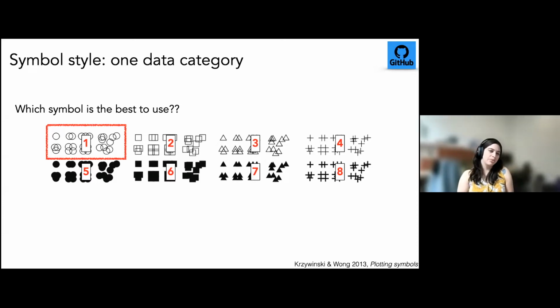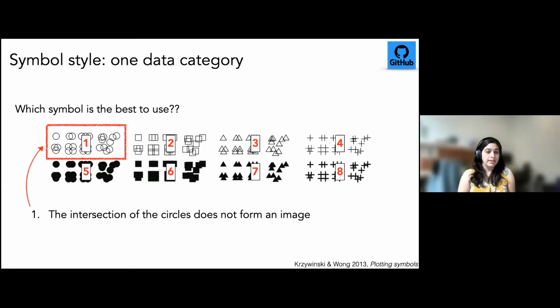And that's for 2 reasons. One is that when these circles intersect, they don't form a separate image or a separate symbol. Like with the squares, for example, the intersection of the squares forms other squares.